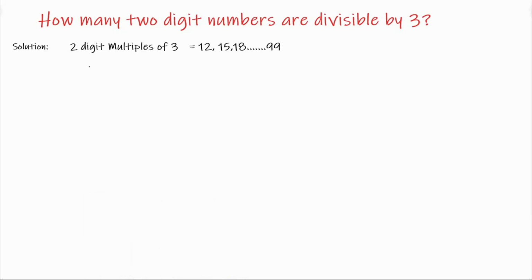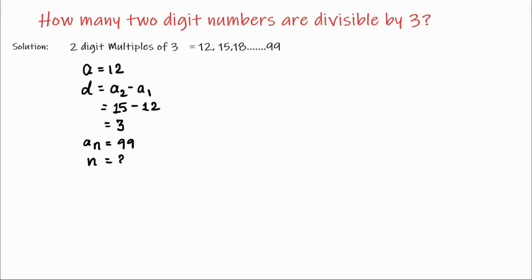The first term is given as 12 and the common difference of this AP, which is the second term minus the first term, is given as 15 minus 12 equals 3. So we obtain the common difference as 3. Now the nth term is 99 and we need to find the value of n.